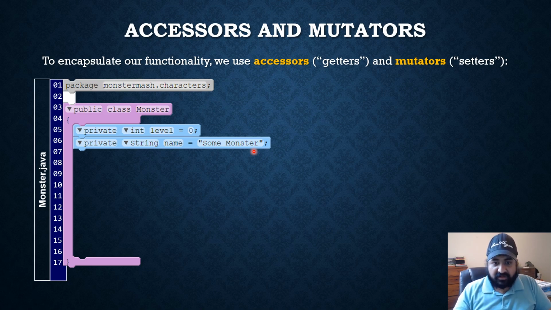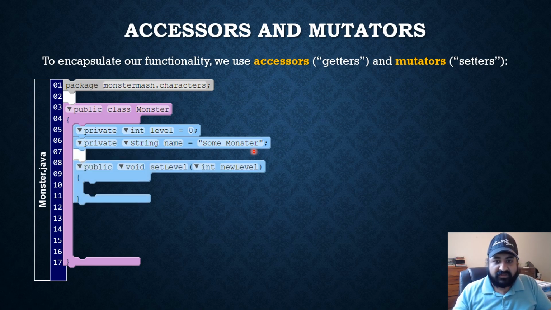Let's see one example of a mutator, which is a setter. In this case, if we want to create a setter or mutator for the level variable, you need to have this convention that all mutators should be public, which is you have public void setLevel. By convention, we use this set phrase for all mutators followed with the name of the variable. So in this case, we are setting the actual level of the monster, so we have defined this as setLevel.